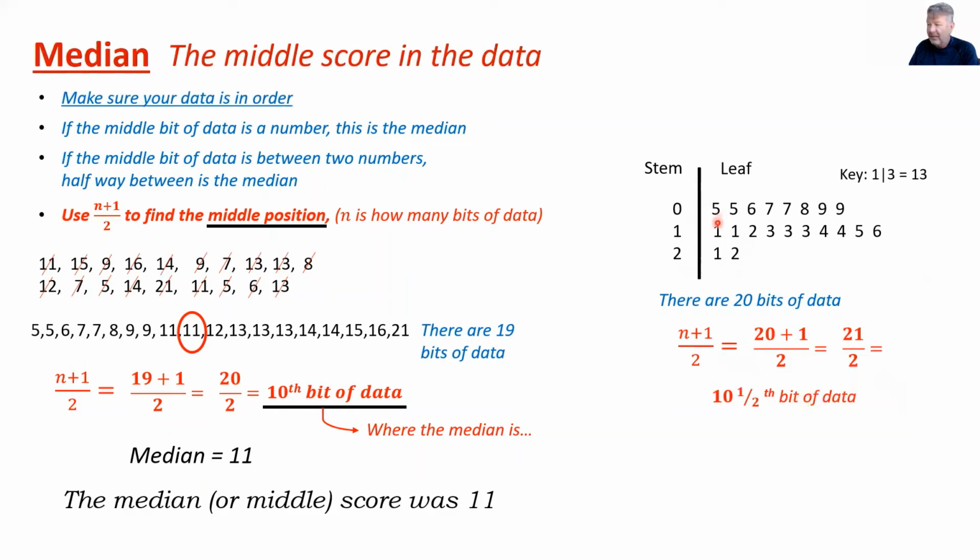So count through it. 1, 2, 3, 4, 5, 6, 7, 8, 9, 10, 11. So it's in between those two, isn't it? Remember, if it's in between the numbers, halfway between there is 11 and a half. Between 11 and 12 is 11 and a half. Okay, we got a bit more on median. Hold your horses. You got that, the n plus 1 over 2.